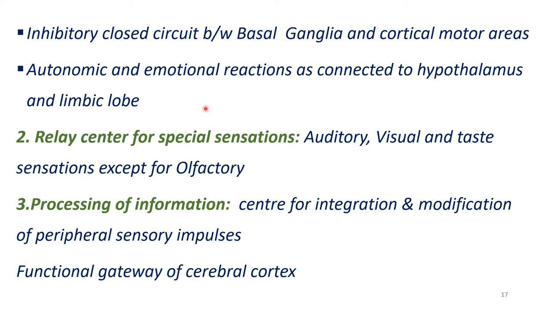As I told you earlier, it is also connected with the basal ganglia. So it has an inhibitory closed circuit between the basal ganglia and the cortical motor areas. It is a part of this inhibitory closed circuit between the basal ganglia and cortical motor areas. In this way, it helps the basal ganglia modulate different movements.